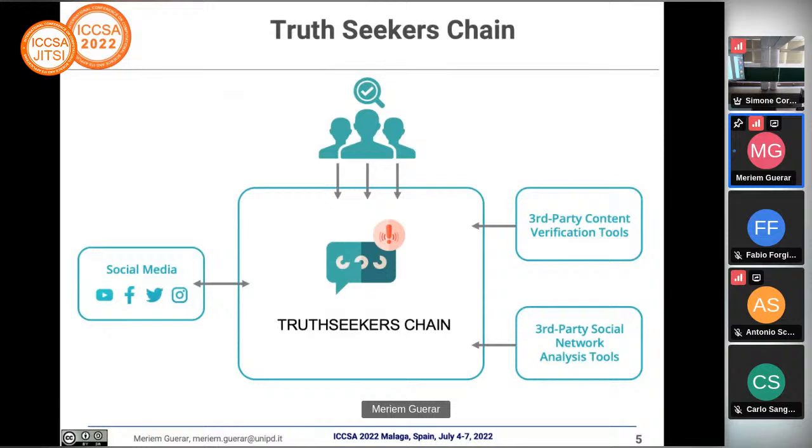TruthSeeker Chain incentivizes the users to verify content and to engage only with likely true content by offering them TSC tokens. TSC tokens are utility tokens which use the same standard used by Ethereum, called ERC20, and these tokens can be used to buy NFTs in the platform. Reducing the users' engagement with fake news means decreasing their visibility in the existing social media networks and thus reducing their impact.